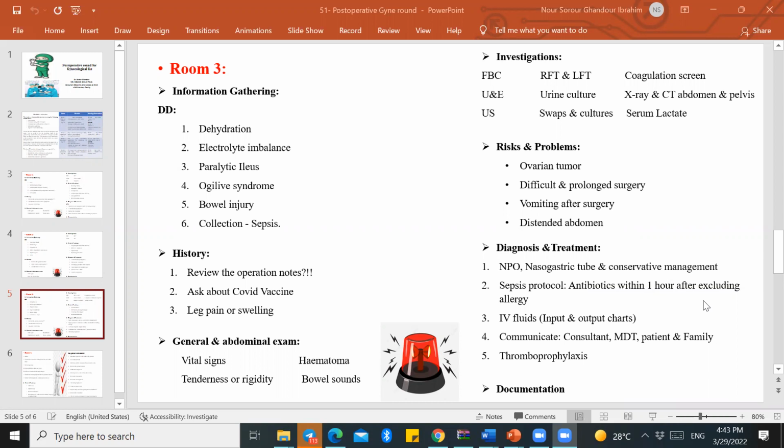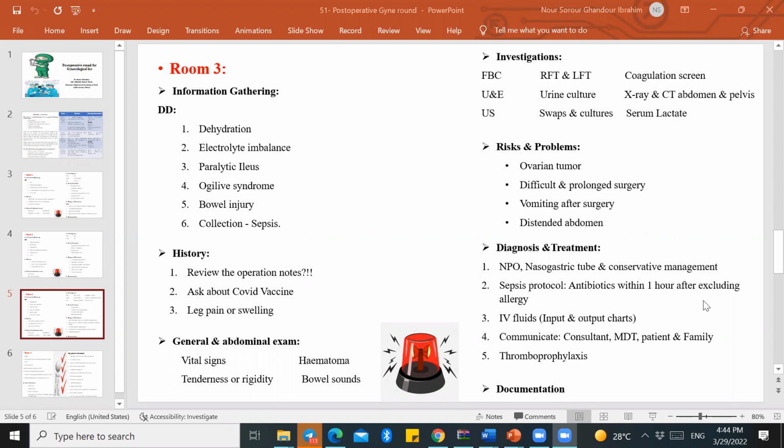So NBM, nasogastric tube and conservative management, and start the sepsis protocol. After taking all the cultures, you will start the antibiotic within 1 hour after excluding allergy, start the IV fluids, start input and output chart, communicate with your consultant, multidisciplinary team involvement, communicate with the patient herself and the family, and the thromboprophylaxis. And finally, documentation. The files are not there, so please don't forget the documentation.